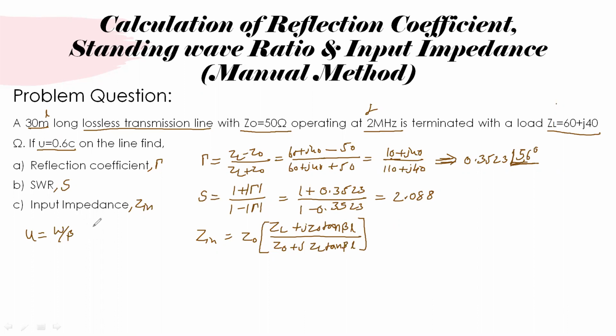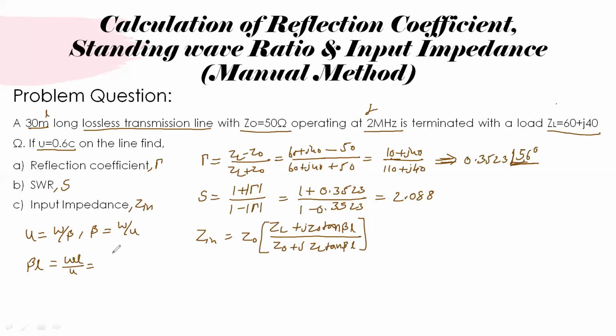Or if you want to write in terms of beta, that is to be identified for this value, then it is beta equal to omega by u. So if you take the necessary substitution for this, along with this beta, we have the scaling factor inside the tan function, that is L. So then you have to multiply this value, beta L equal to omega L by u. This is the value you'll get.